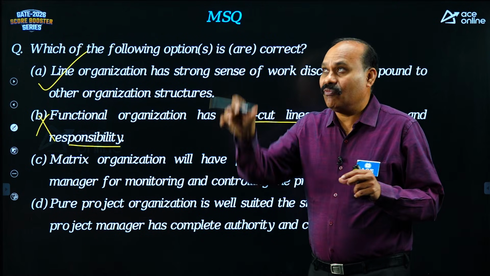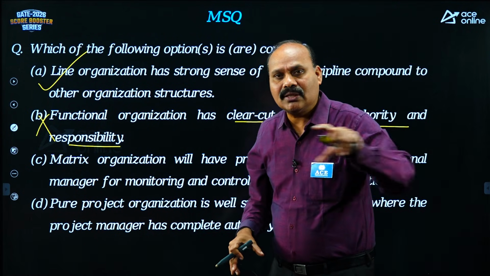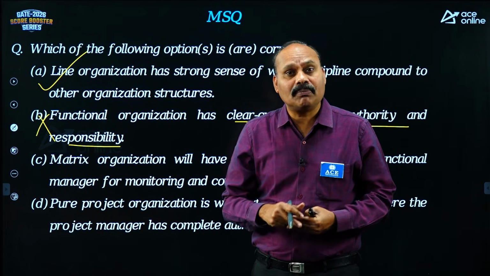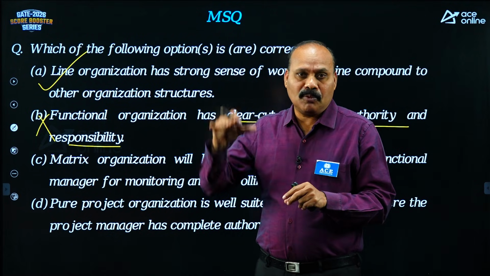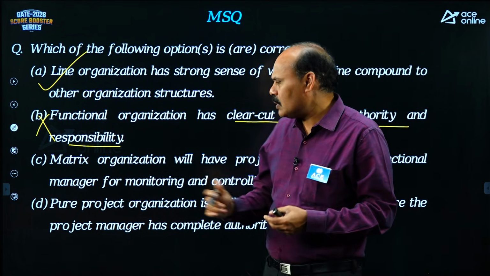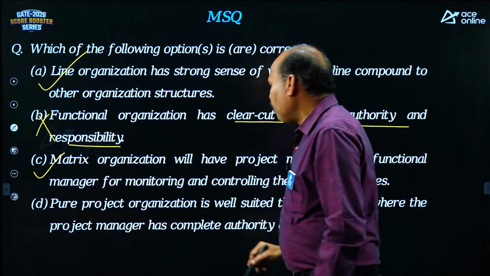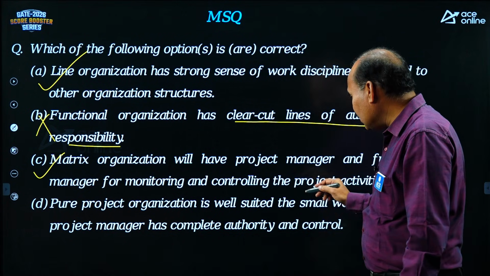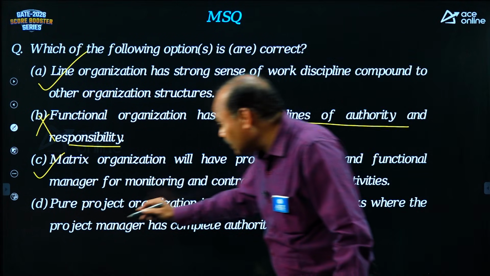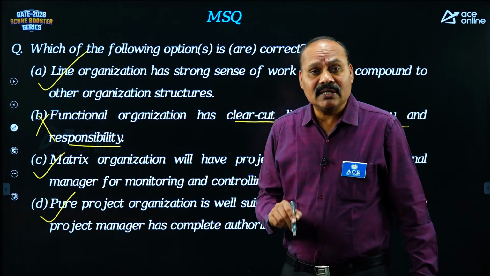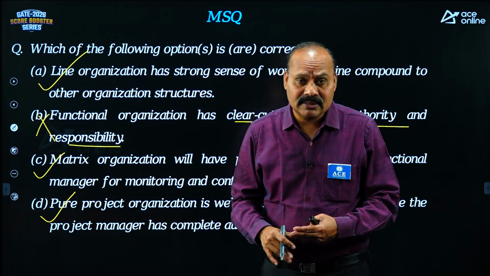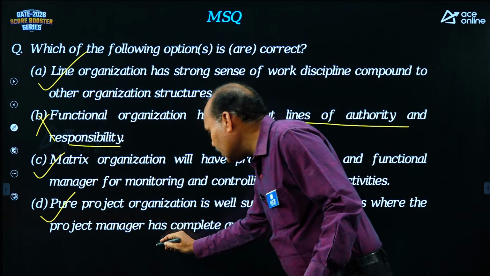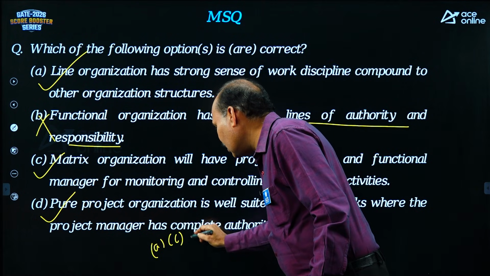Matrix organization will have a project manager and a functional manager. Yes, in matrix, verticals are departments and horizontals are projects. So you can find both the functional head and the project manager. So management support and technical support are both involved. So this is correct. Pure project organization is well suited for small works, where the project manager has full authority. Yeah, 100% correct. In pure project organization, the project manager is the whole and soul. It is called a one man army. So what about the answer here? A, C and D.